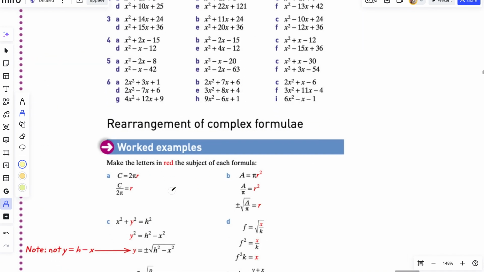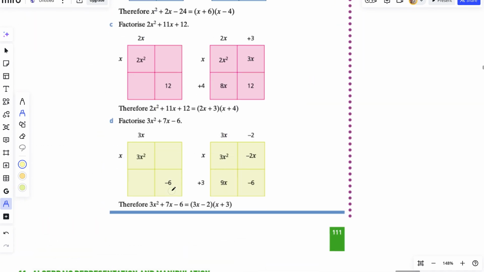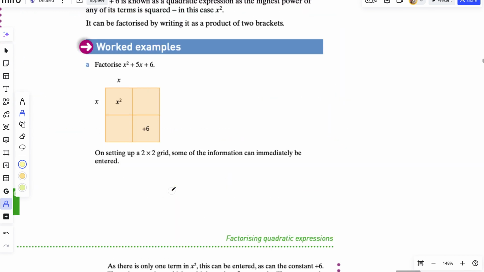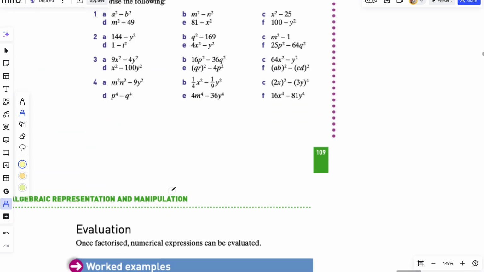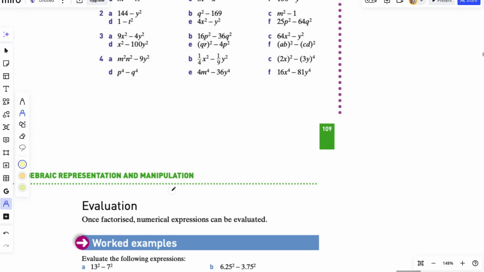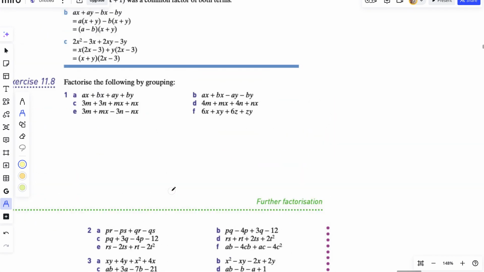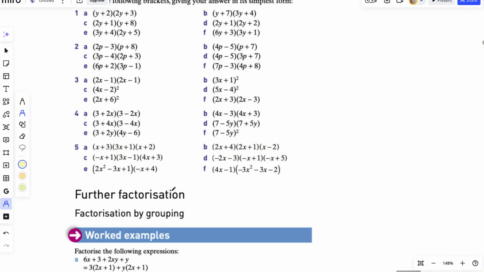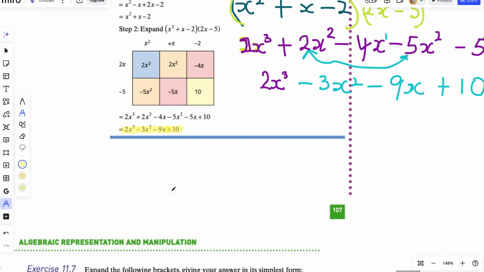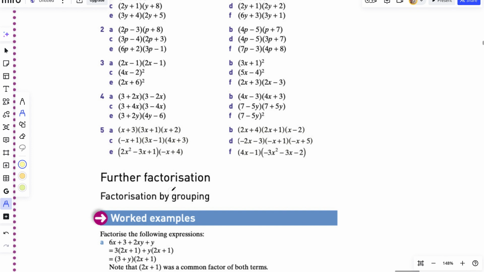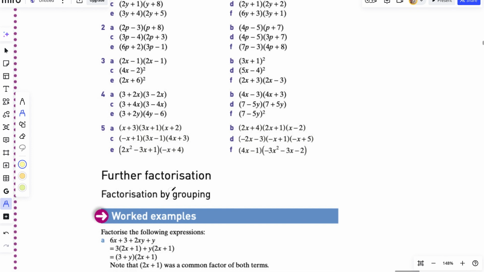Okay, with this one we're going to finish part 1 here, and then we continue with part 2 in our next video. Chapter 11 cannot be finished at once. Let's finish it here, and then we do part 2 to complete chapter 11, so that this one is not too long. The next one, part 2, will start from further factorization.